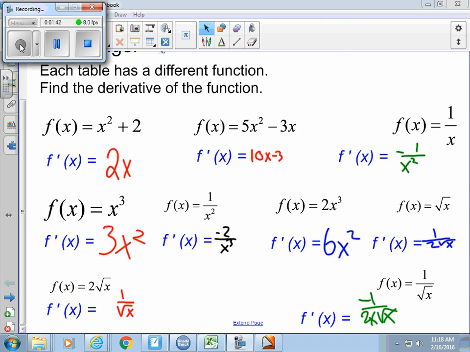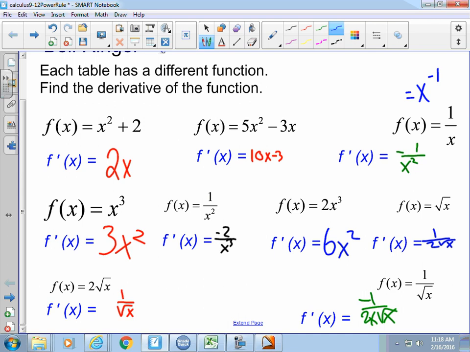But I guess for something like 1 over x, you're still going to have to do the long way. What did you say? Is it x to the -1 power? Could you use properties of exponents and rewrite this as x to the -1? And then let's try it. -1 goes in front. What's -1 minus 1? -2. Did it work? Yes.